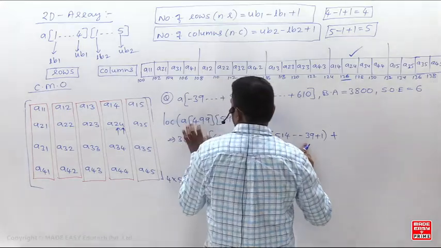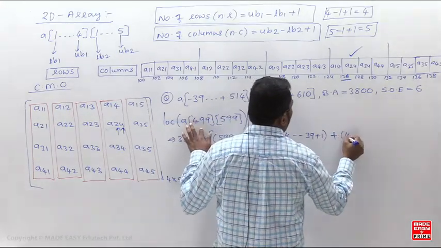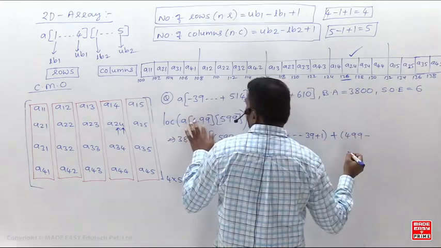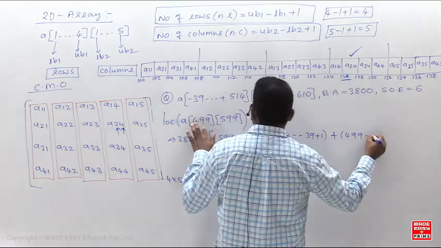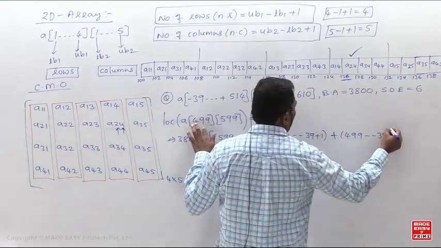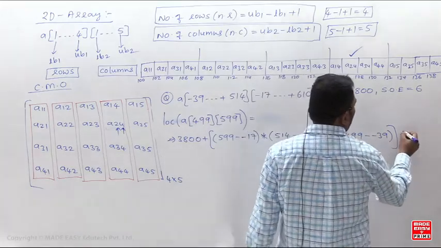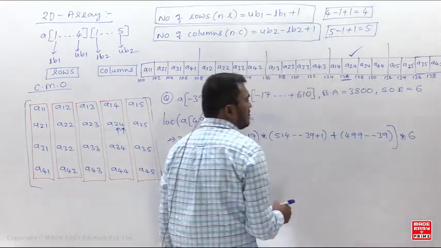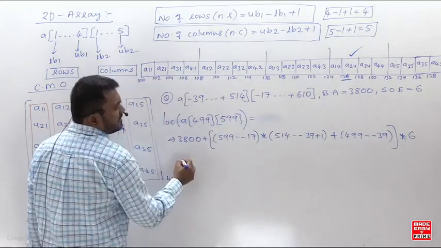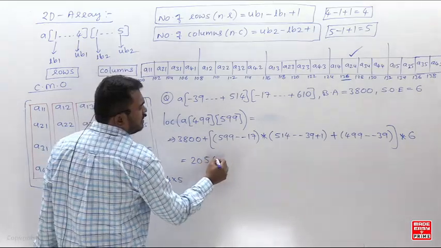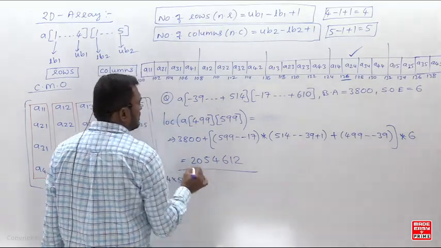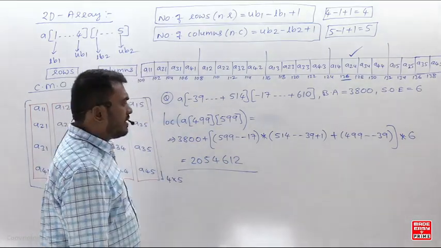So plus, next which row number do you want to go to? Row number 499. It means how many rows you have to cross? 499 minus 39. So total this many elements you have to cross, and the size of the element is given as 6. So you find out this value. So 2054612. So this is the answer.